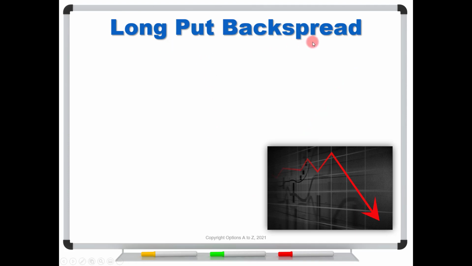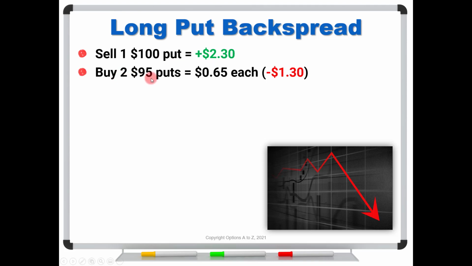Just the opposite. So using that same pricing model, let's say that we sell one $100 put, trading for about $2.30. We buy two of the 95 puts, 65 cents each, or about $1.30 total. Again, net credit of $1. So notice the structure here. You are selling a higher strike put. And all things being equal, higher strike puts have to be worth more money. So you're selling this expensive put, but buying two cheaper ones below it.